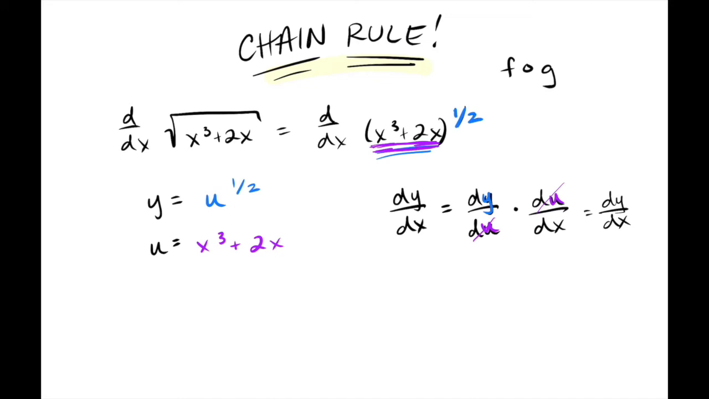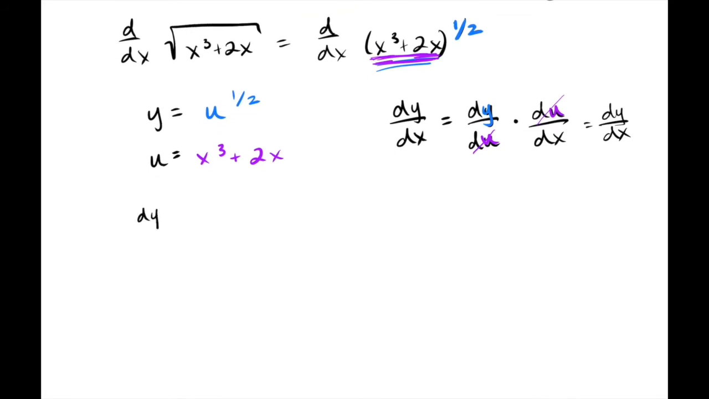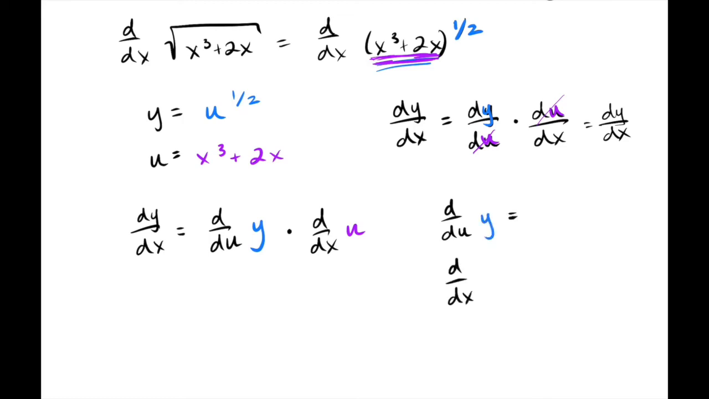So now it's just a matter of applying my chain rule. So dy over dx is equal to d over du of y times d over dx of u. So let's find these pieces first. Let's find d over du of y, and let's find d over dx of u. So remember, y is this guy over here. So d over du, the derivative with respect to u of y, is going to be 1/2 u to the 1/2 minus 1, which is minus 1/2.